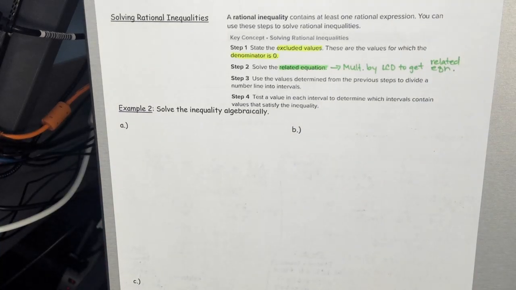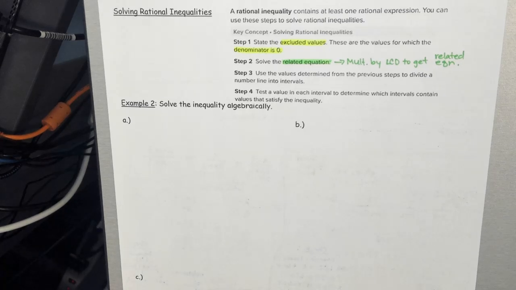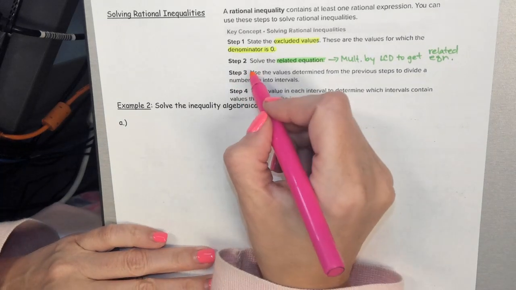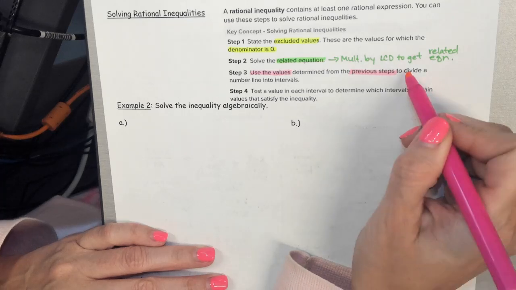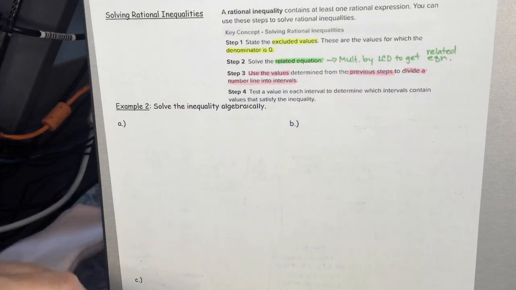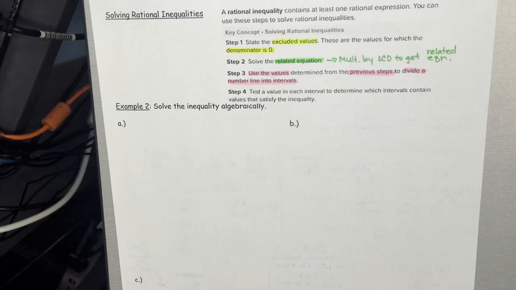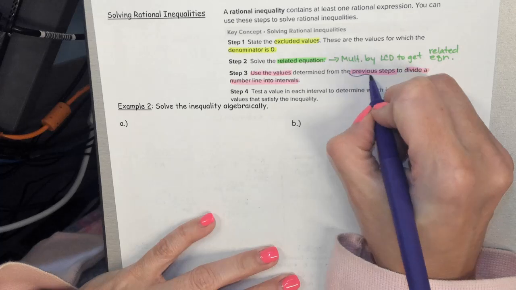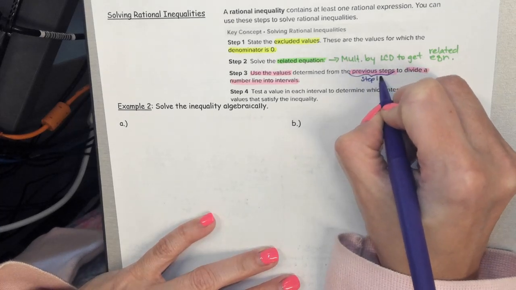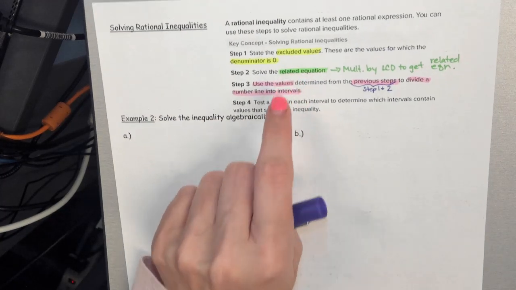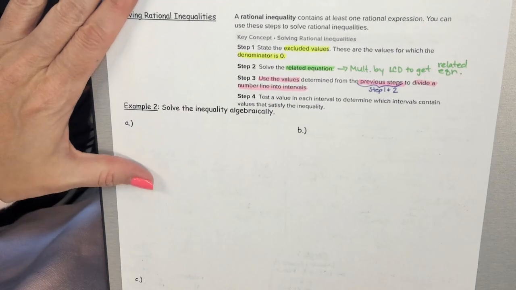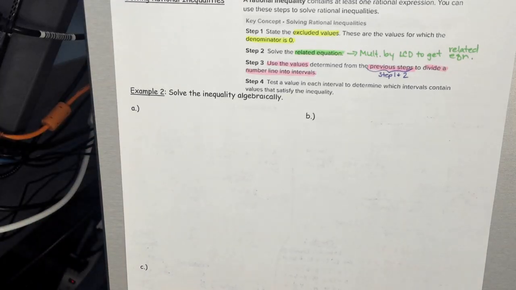So after we multiply by the LCD, we will be writing out an equation to solve. And then we are going to use the values from steps 1 and 2 to divide a number line into intervals. So for the previous steps, you have to take steps 1 and 2, the excluded values and the solutions to the related equation. You have to use both of those for the intervals.